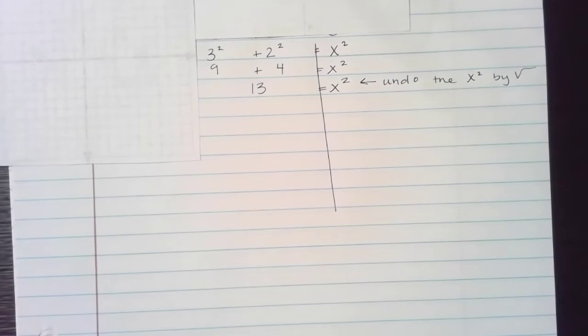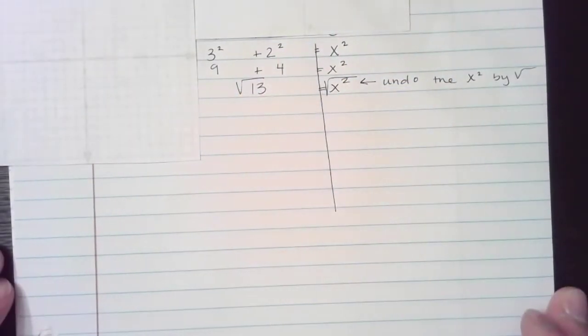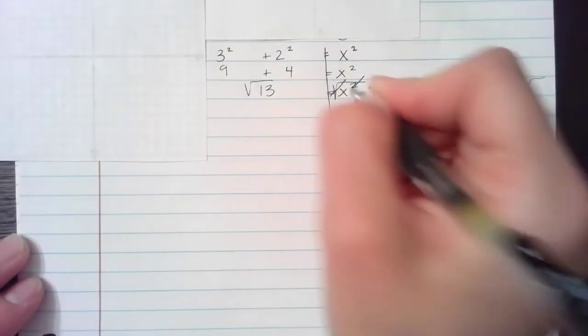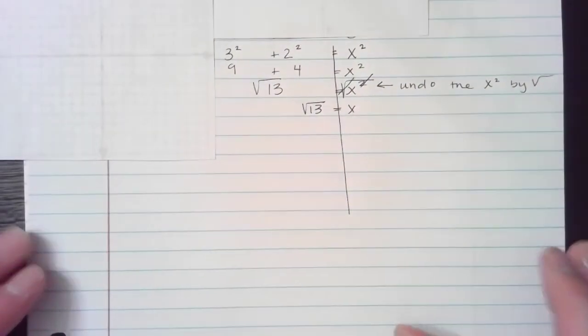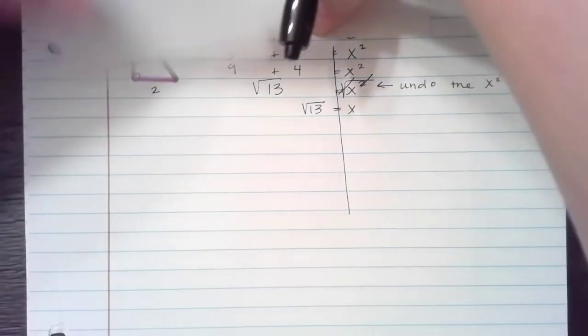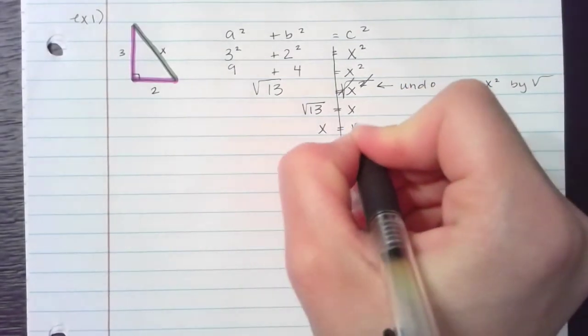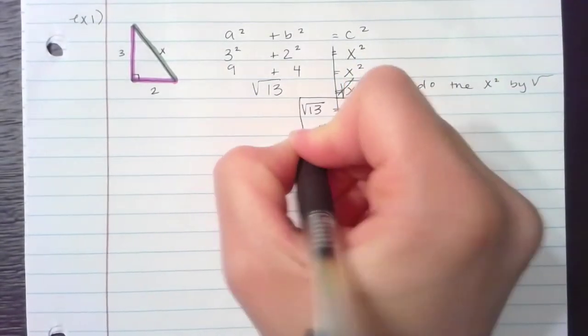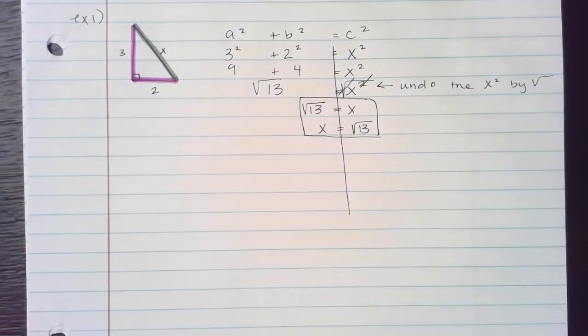So let's do that to both sides. We're going to square root here, square root there. We're trying to get x by itself. That crosses out. X is equal to the square root of 13. And technically it would be plus or minus the square root of 13, but you can't have a negative side length. So at that point, you're technically done. I like to write my answers like that. But both of those answers are correct. Well, they're the same, but that's correct.